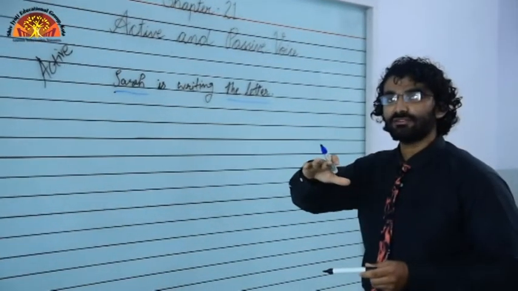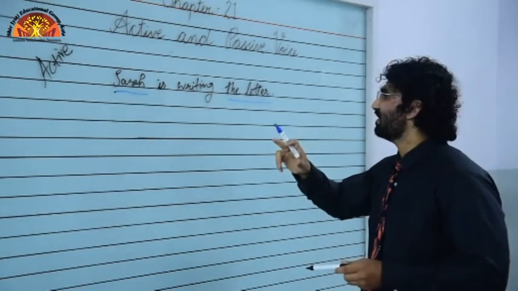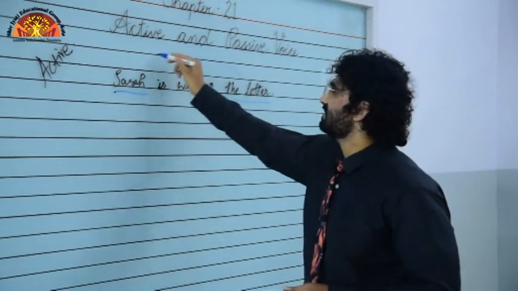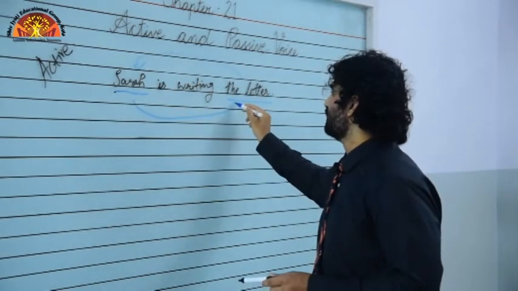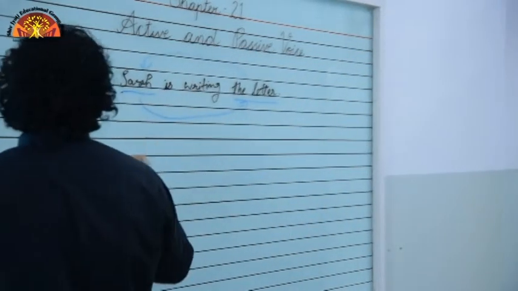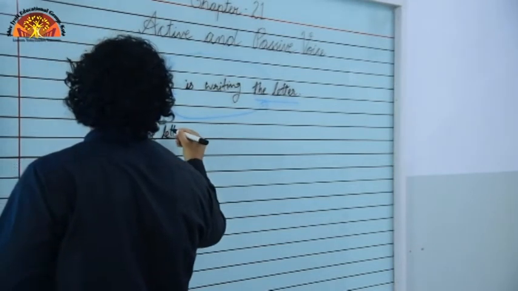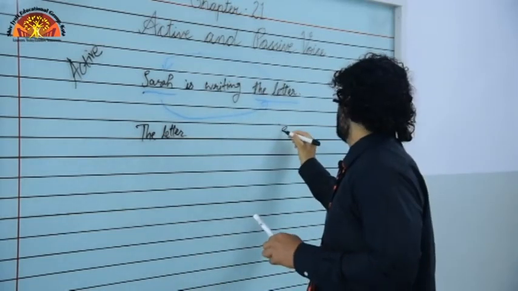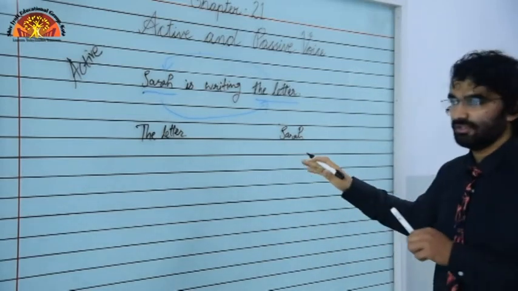Apply rule number 1. Can you do that for me? Yes, you can. Interchange the places. Put the object in place of the subject and put the subject in place of the object. So the sentence is going to look something like this now. The letter... Sarah. We have changed their places, okay?